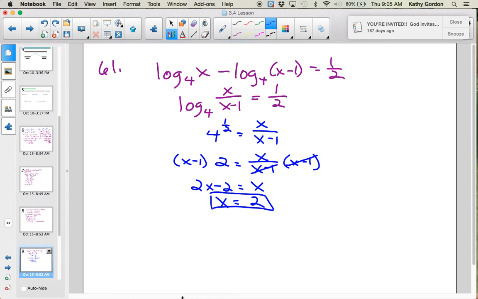All right, how about the word problems? How did those go? You had number 71 and number 83. Did those make sense? Yeah, are you okay with those?